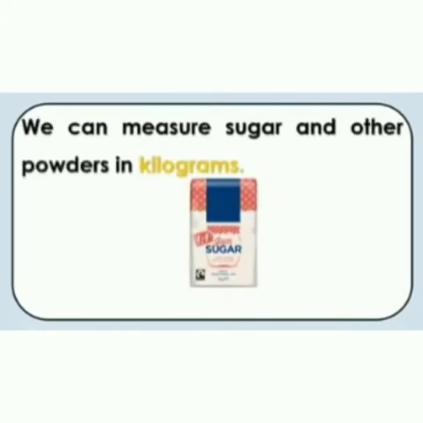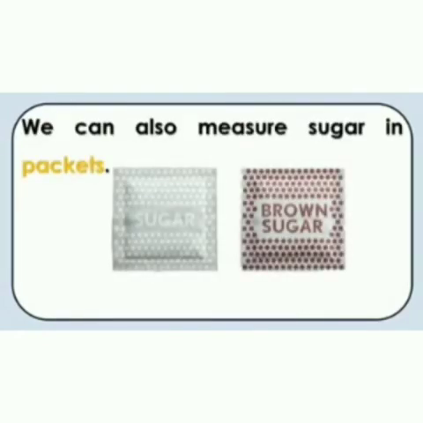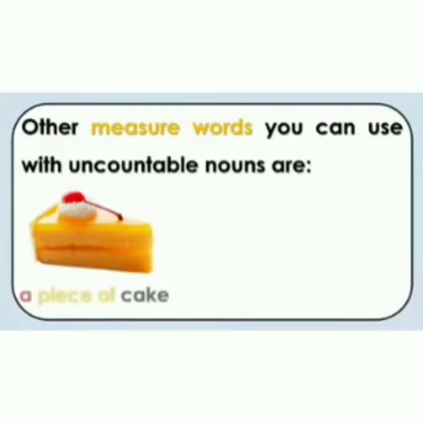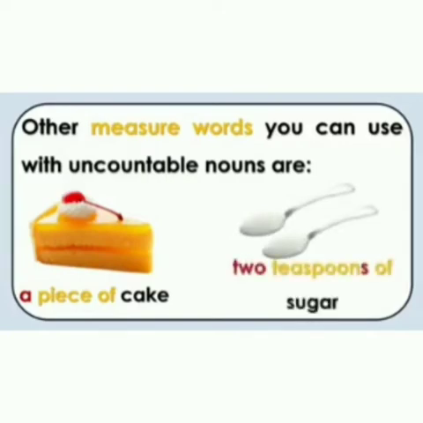We can measure sugar and other powders in kilograms. A kilogram of sugar. We can also measure sugar in packets. 2 packets of sugar. Other measure words you can use with uncountable nouns are piece, piece of cake, spoon, 2 teaspoons of sugar.